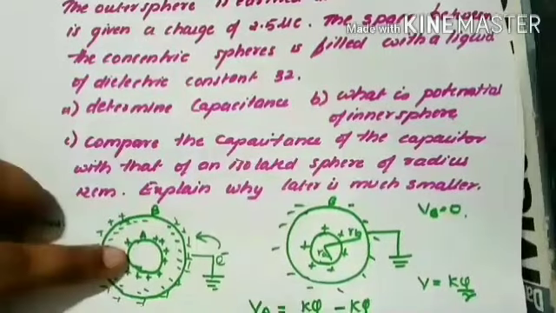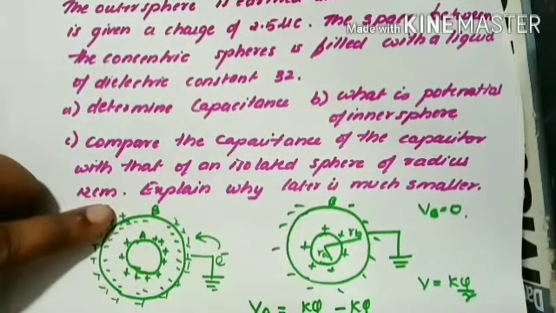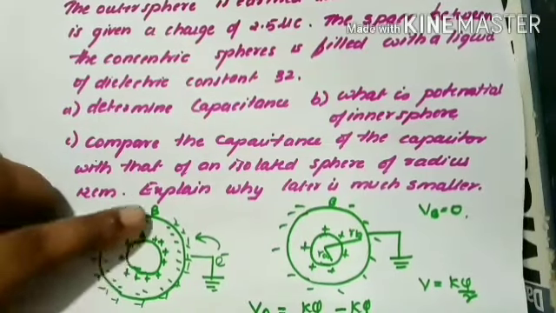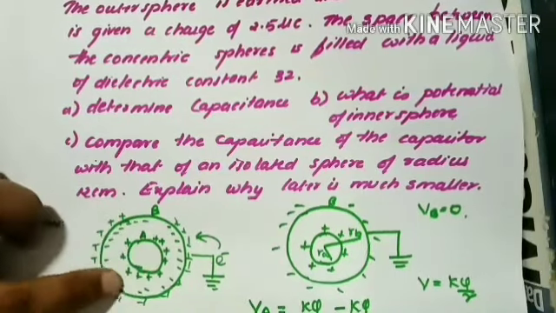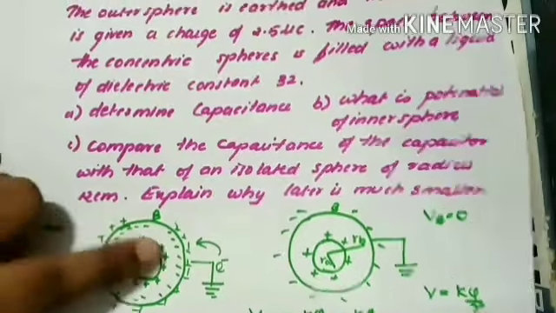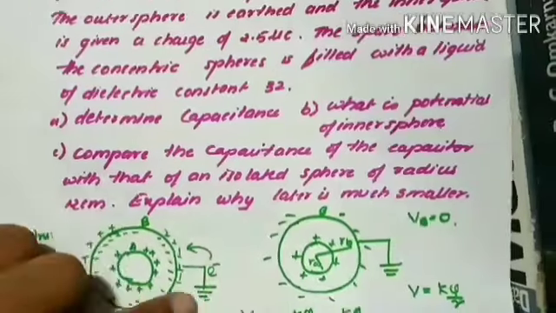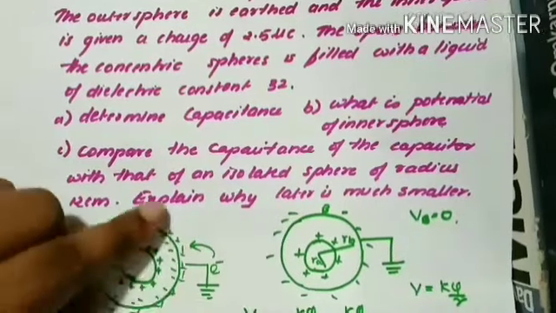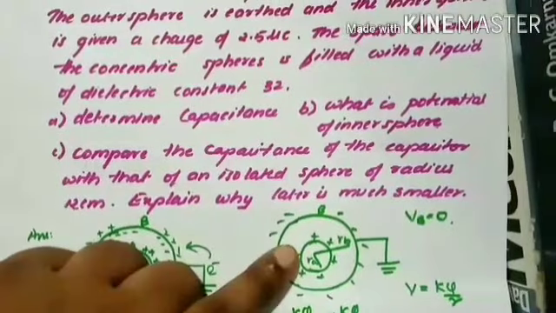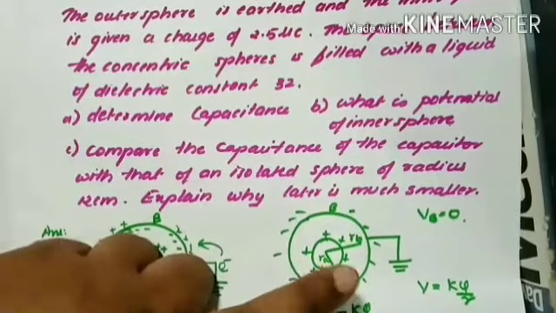So this is your inner sphere A and this is your outer sphere B. A is charged with a positive charge. So B's inner side will have induced negative charge and the outer side will have induced positive charge. Since B is earthed, electrons flow from earth and this positive charge is neutralized, right? So now B will have negative charge, A will have positive charge.